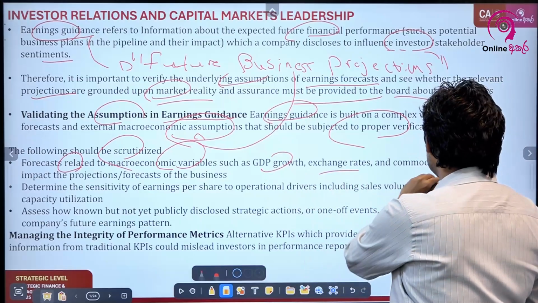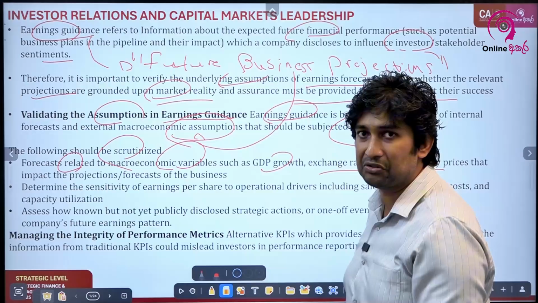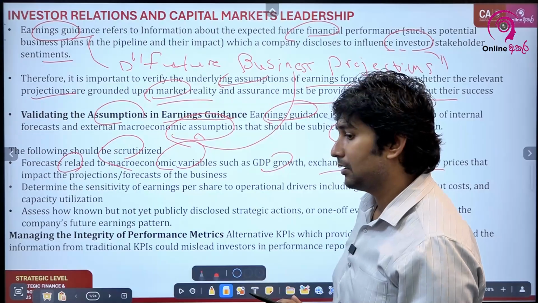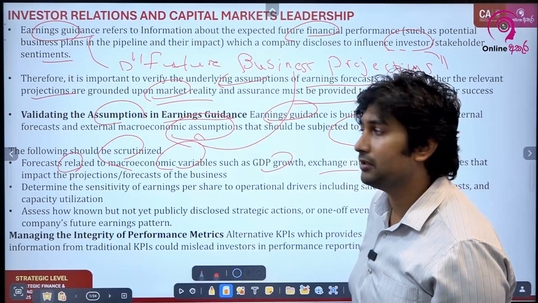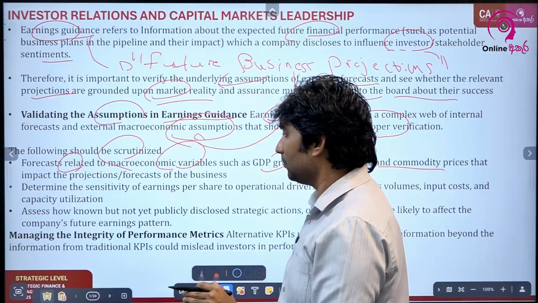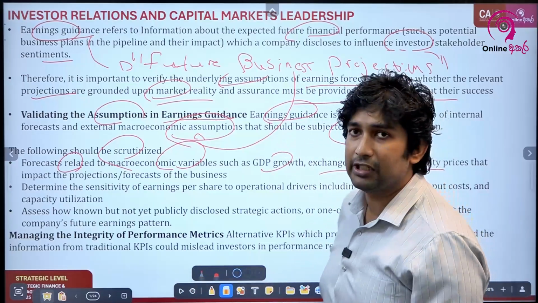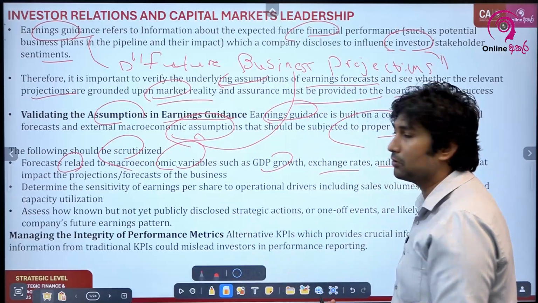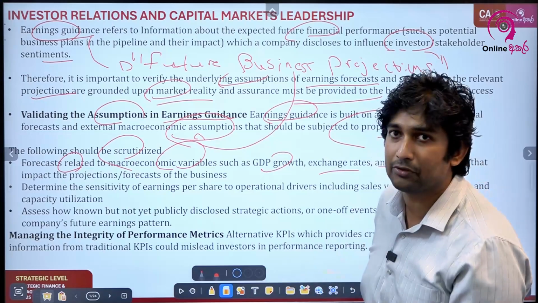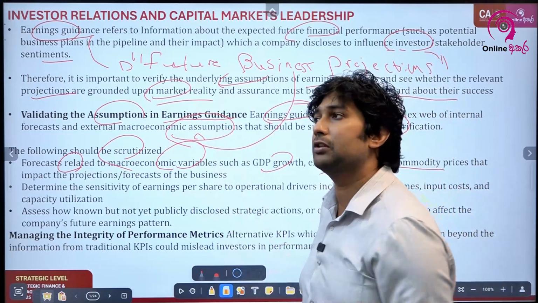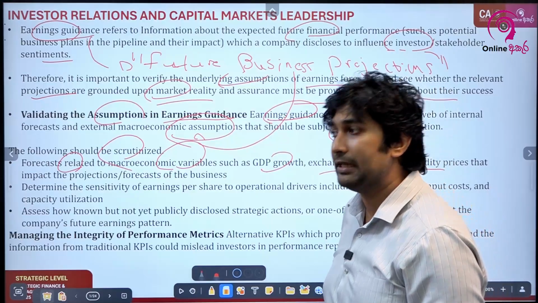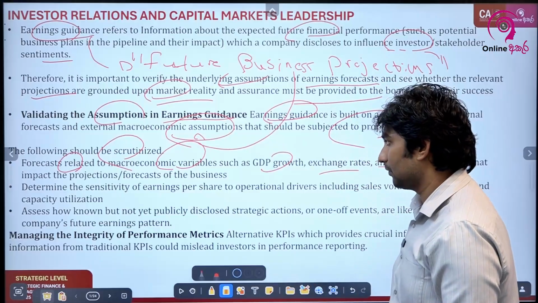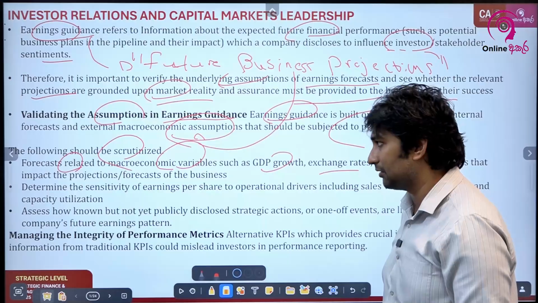So you need to see whether the forecasts related to macroeconomic variables such as GDP growth, exchange rates and commodity prices are in fact correct and connected to the current financial condition. So if the current GDP growth is, let's say, 5%, and you are expecting 15% GDP growth for the upcoming year, then that is a completely wrong forecast. Your GDP growth cannot spike like that in an unnatural, inorganic manner.